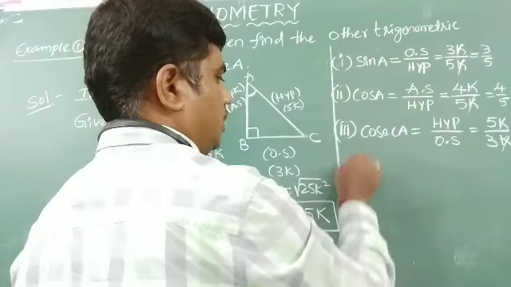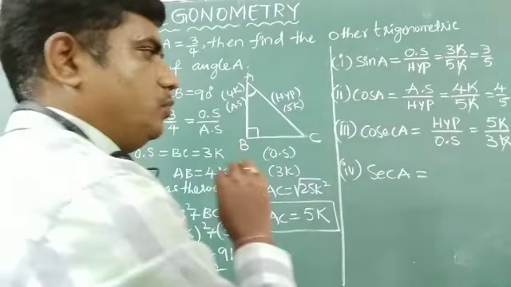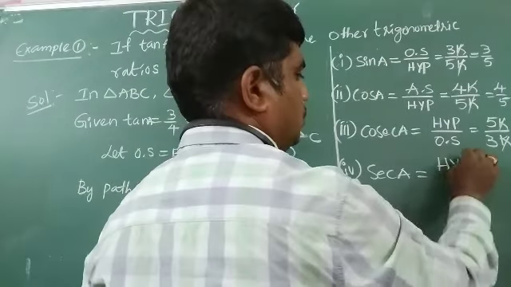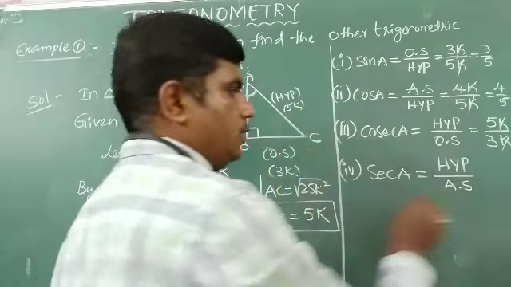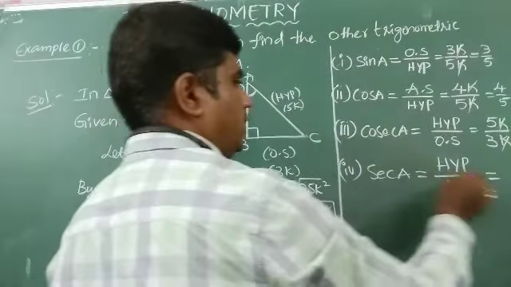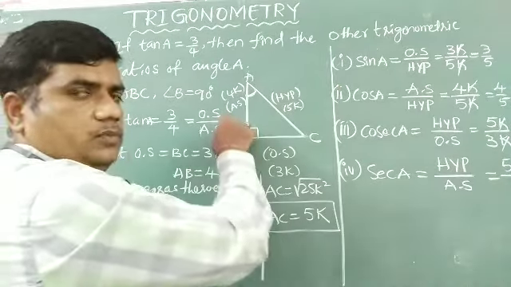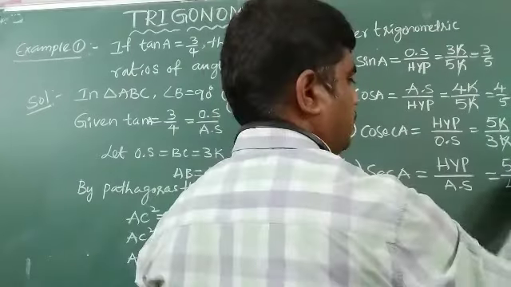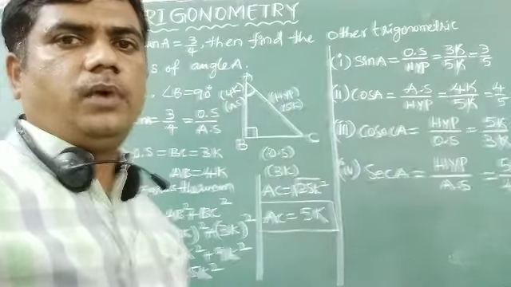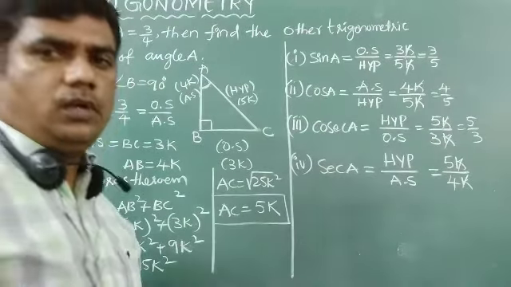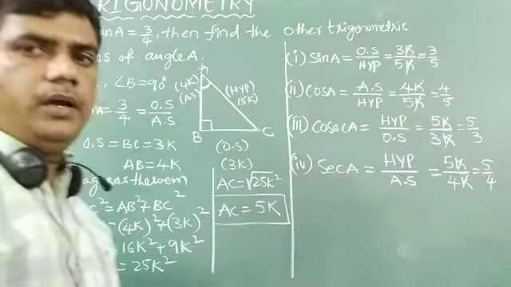Next, the fourth one, sec A. Sec A means the ratio between the hypotenuse and the adjacent side. Here the hypotenuse is 5 times K and the adjacent side is 4 times K. Again K gets cancelled, so the answer is 5 by 4.